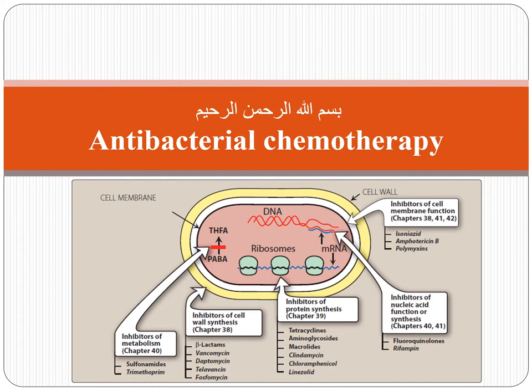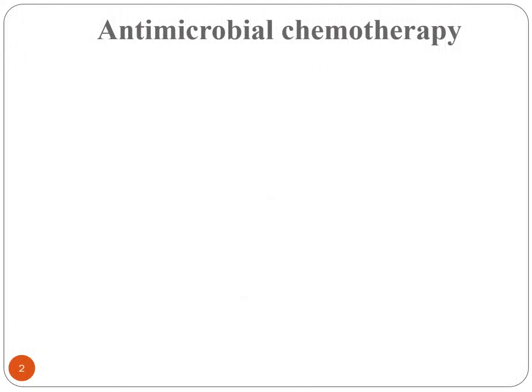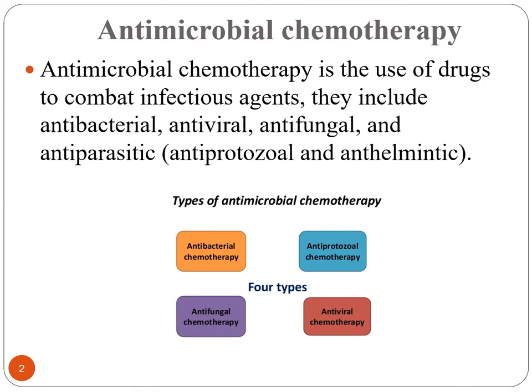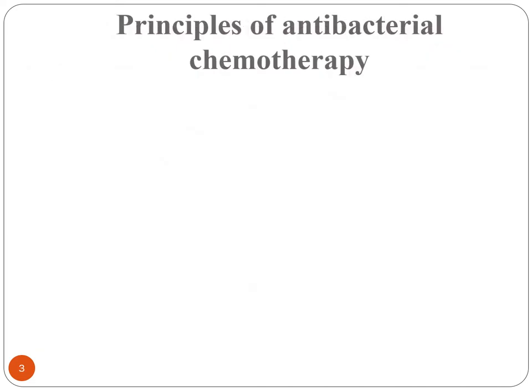إن شاء الله today we'll start our lecture on antimicrobial chemotherapy, and first we'll talk about antibacterial chemotherapy. First we'll have an introduction. Antimicrobial chemotherapy is the use of drugs to combat infectious agents. They include antibacterial, antiviral, antifungal, and antiparasitics, which include antiprotozoal and anthelmintic drugs. So we have four types of antimicrobial chemotherapy: antibacterial, antiprotozoal, antifungal, and antiviral chemotherapy. First, inshallah, today our lecture is regarding antibacterial chemotherapy.